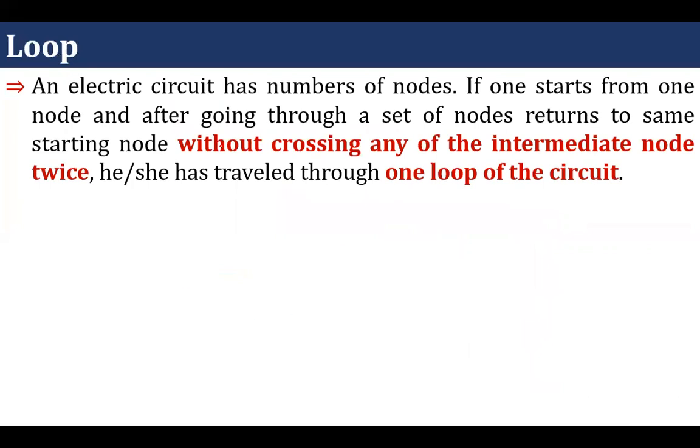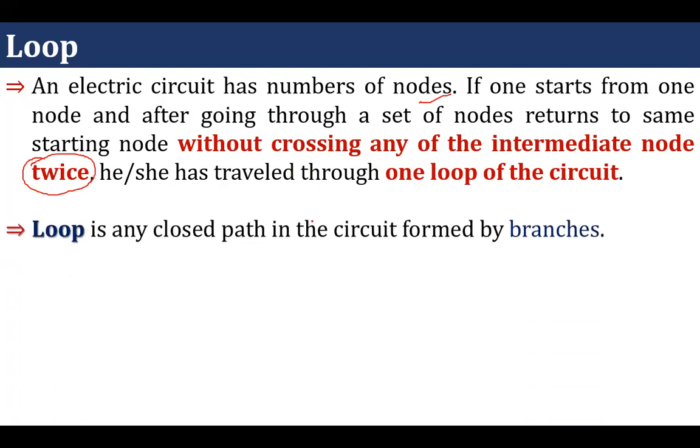Now we'll go through the loop. A circuit element has a number of nodes. If one starts from one node and, after going through a set of nodes, returns to the same starting node without crossing any of the intermediate nodes twice, he or she has traveled through one loop of the circuit. So in very simple language, a loop is any closed path in the circuit formed by branches.